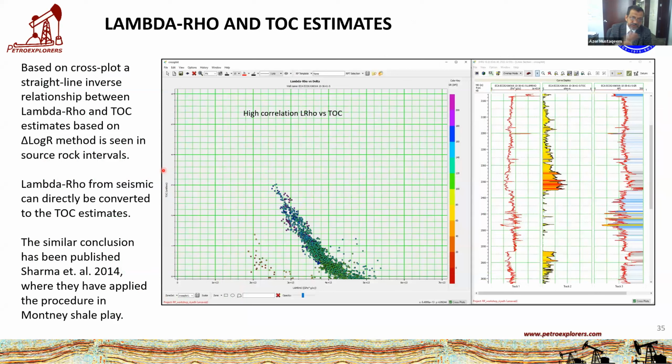And as we saw the lambda rho and mu rho, you can actually take the lambda rho and it has a very straight correlation within the shales, because the lower the lambda rho, the higher the TOC. So that is a straight relationship. I presented that recently last year at a rock physics conference, that this is the relationship you can use to find the source rock maturation. So not only is the source rock present there, it's also mature.